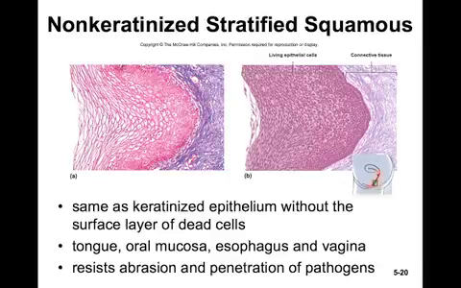Non-keratinized stratified squamous epithelium is the same as keratinized epithelium without the surface layer of dead cells. We see these in the tongue, the oral mucosa, the esophagus, and the vagina. It resists abrasion and penetration of pathogens. You can see here in the faded out version the stratified non-keratinized epithelium.